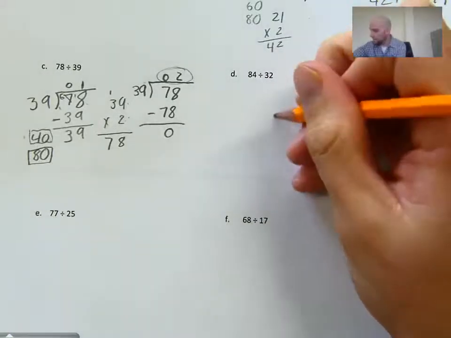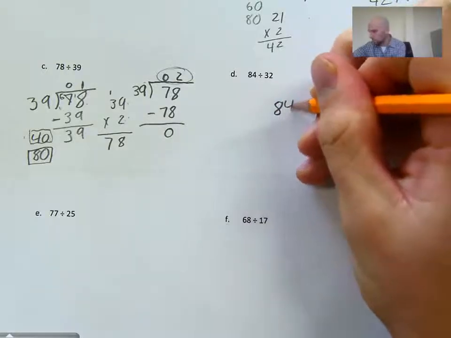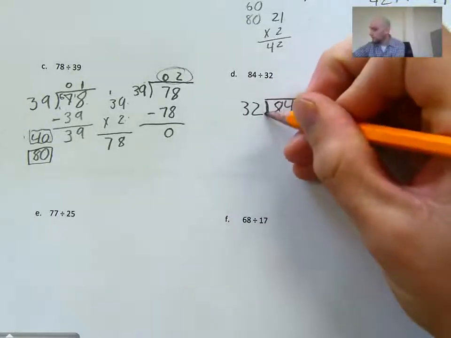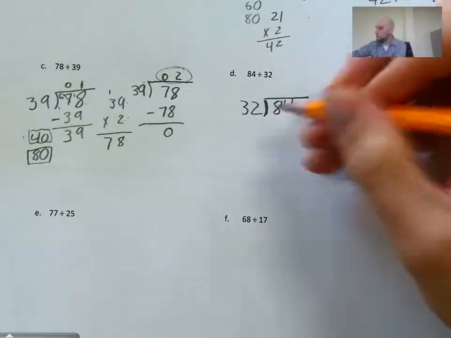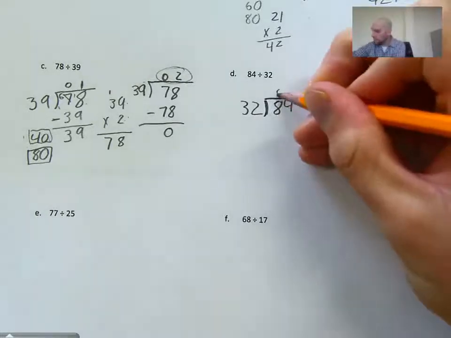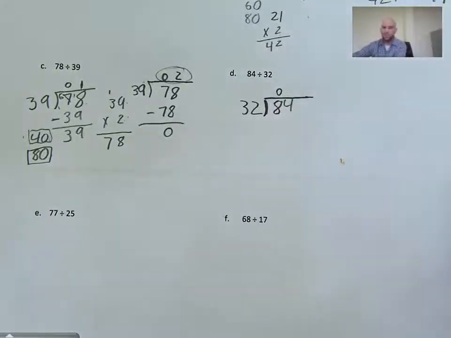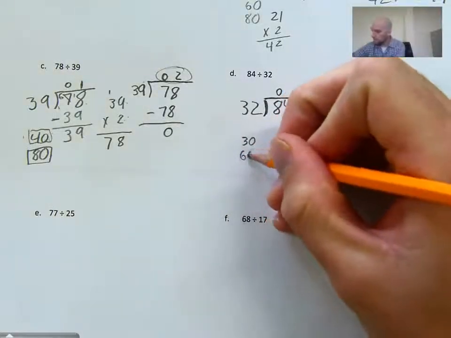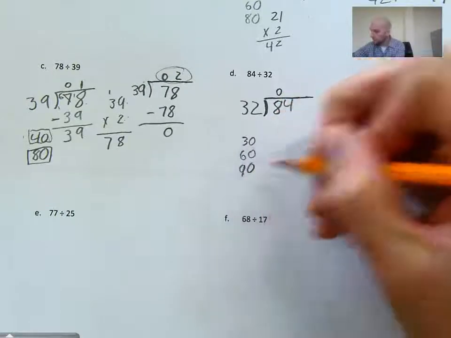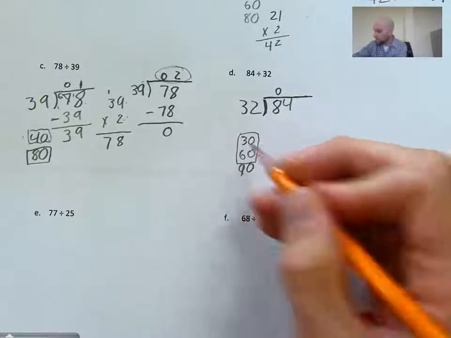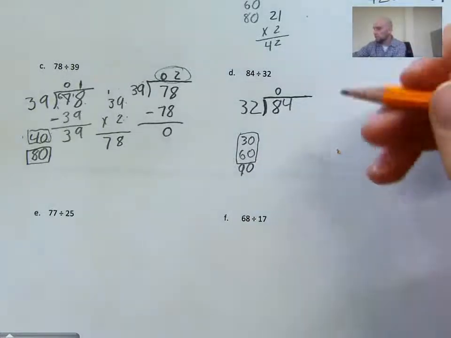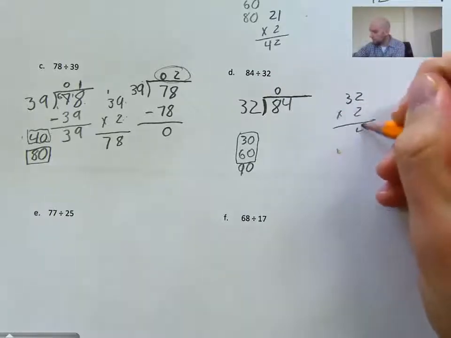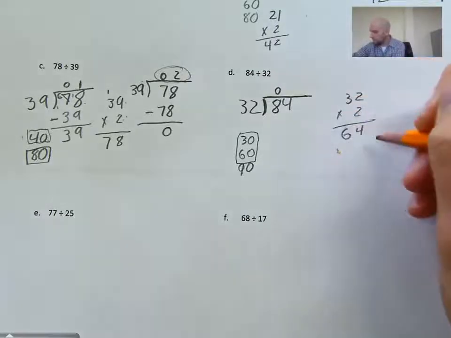Letter D is 84 divided by 32. And 32 cannot go into 8, but it can go into 84. 32 is really close to 30, so we'll do 30, 60, 90. Well, 90 is more than 84, so we'll try 60. We'll do 32 times 2. So 32 times 2 is 64.